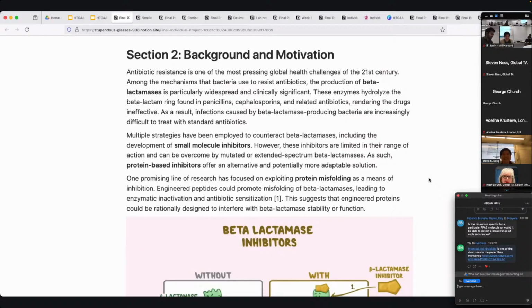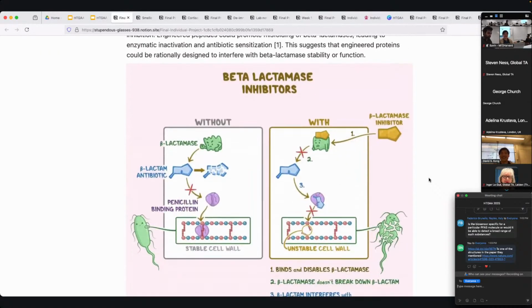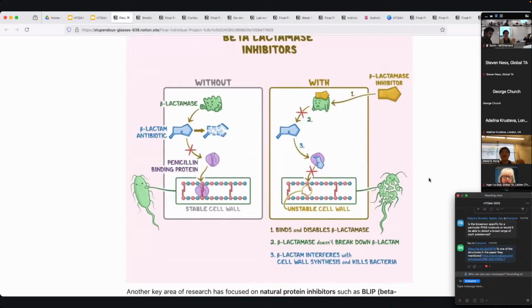There's a class of antibiotics called beta-lactams. These include some very common ones such as penicillin and ampicillin. When you take them, they bind to the penicillin-binding protein, and once they bind together, they can destroy your cell, and that kills the cell. But cells that are resistant to these antibiotics produce beta-lactamase, this little green guy, and that hydrolyzes the ring in the beta-lactams, so it destroys it.